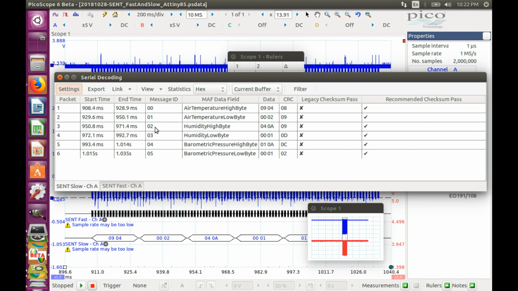Going to messages 2 and 3, we have 148, which in decimal is 330. This is supposed to be representing the voltage supply for the MCU.